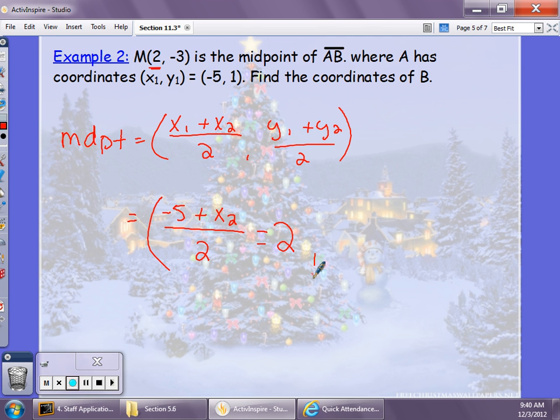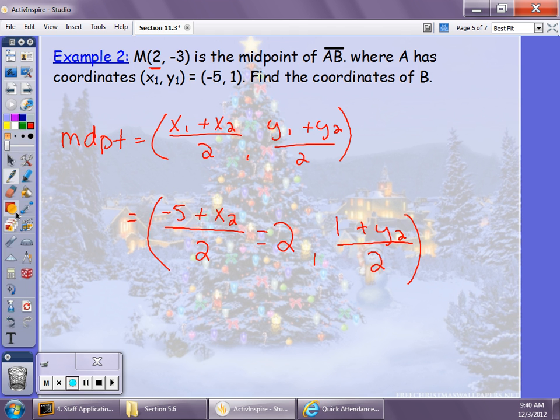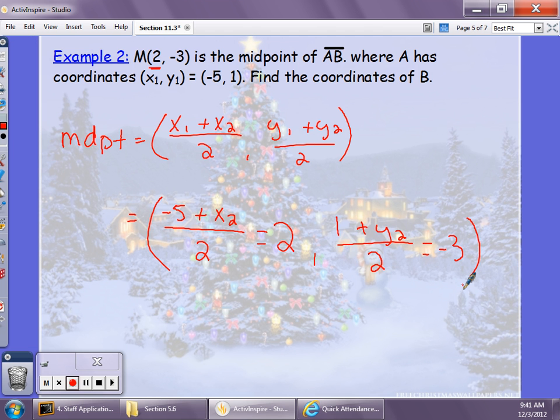We're going to do the same thing to find our y value. We know that y1 has a y value of 1. We don't know the y2 value, but we know that if we divide by 2, that's going to give us a midpoint value of negative 3. Let me just erase that. And now what we can do is use our algebra in order to find the missing values for x2 and y2, which are going to be the coordinates of B.